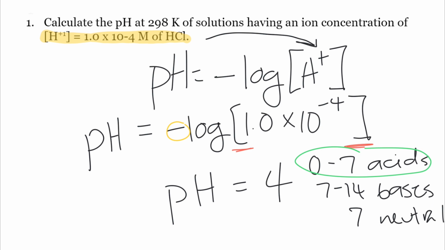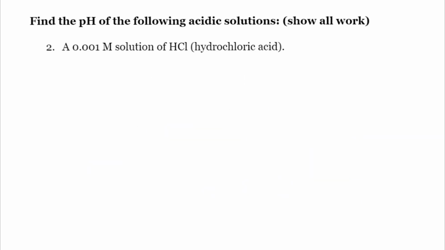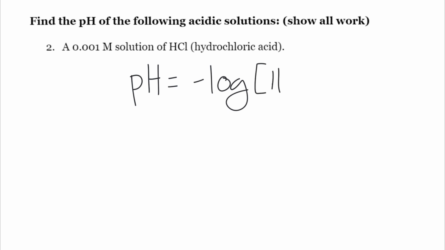We are going to look at one more question just so you guys can make sure you have it, and also so you can see one of the other ways that this question could be worded. This question is asking us to find the pH of the following acidic solution, and the solution is a 0.001 molar solution of hydrochloric acid. Right off the bat, we should recognize that our answer should be somewhere from 0 to 7 because this is an acid. We're going to start off once again with our formula, which is pH equals the negative log of the hydrogen ion concentration.